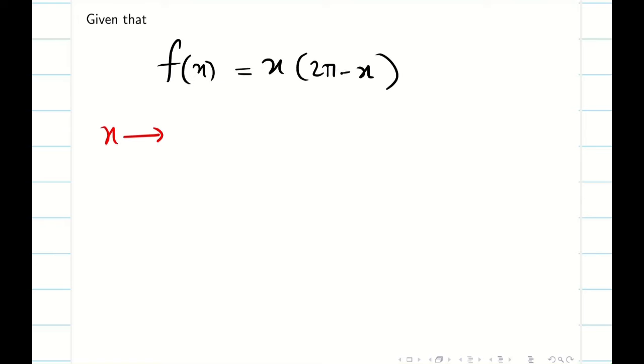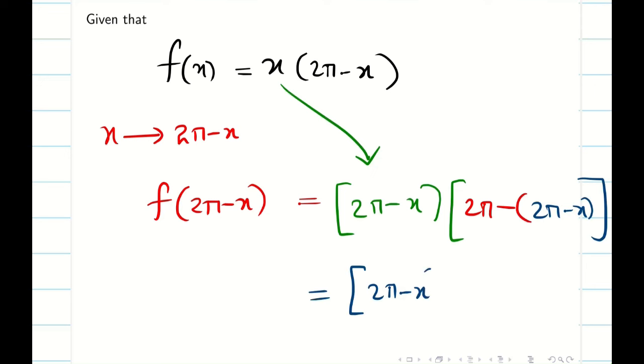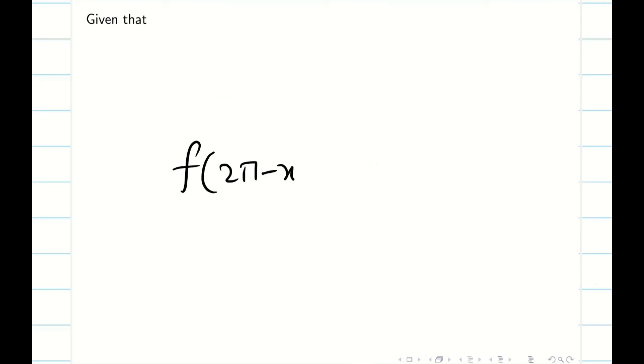I am going to replace x by 2 pi minus x. Now f of 2 pi minus x is, simply replacing x by 2 pi minus x, 2 pi minus x for this, and then 2 pi minus of 2 pi minus x, that is 2 pi minus 2 pi plus x. So 2 pi gets cancelled, and I am going to get my same function f of x, because when we simplify, we get x into 2 pi minus x. That is my original function f of x. Therefore, we get f of 2 pi minus x is equal to f of x.